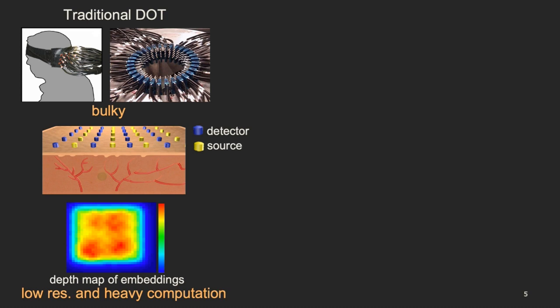Despite being able to see beneath human skin, traditional DOT has two major drawbacks. First, due to the physical size of each point source and detector, the dimension of the whole system is usually very large. The captured data is of much lower resolution compared with an off-the-shelf image sensor, which includes millions of pixels. The second drawback is that DOT is a computationally expensive inverse problem, and it is very difficult to scale to millions of point detectors.